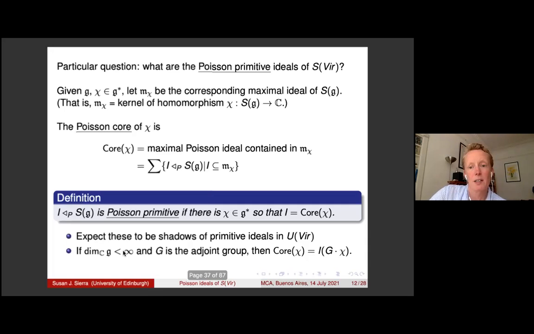Why do I care about these? Well, first of all, we think these should be the shadows of primitive ideals in the enveloping algebra. For finite dimensional Lie algebras, this is something called the orbit method, and it's well established through a long series of theorems. Furthermore, if I were in the finite dimensional setting and I had an adjoint group, then the Poisson core of chi would be precisely the defining ideal of the coadjoint orbit of chi. So these Poisson cores have something to do with coadjoint orbits, which is, of course, a long studied topic in representation theory.